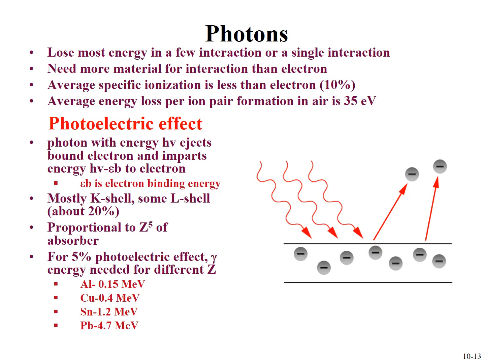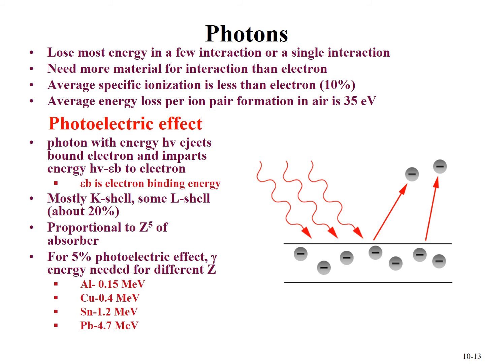Unlike the previously described charged particle interactions, photon interactions with matter have some different properties. One of these being that photons can lose most of their energy in a few interactions or a single interaction. You also need more material for interactions than for an electron, or for a charged particle for that matter. And similar to the other reactions, the average energy loss per ion pair formation is about 35 electron volts in air. Photon interactions with matter can be divided into three areas.